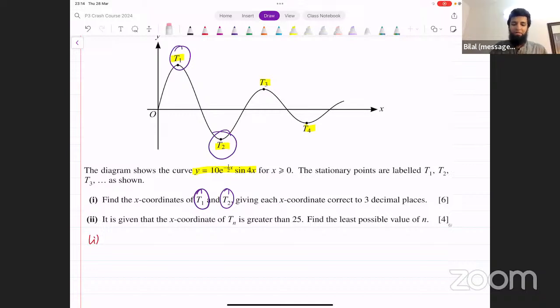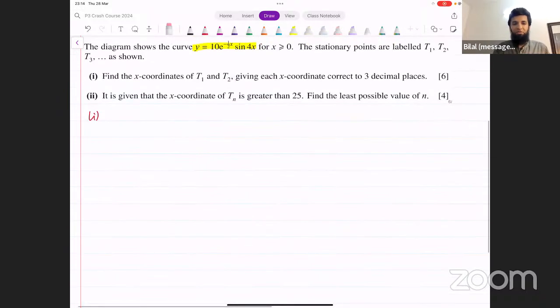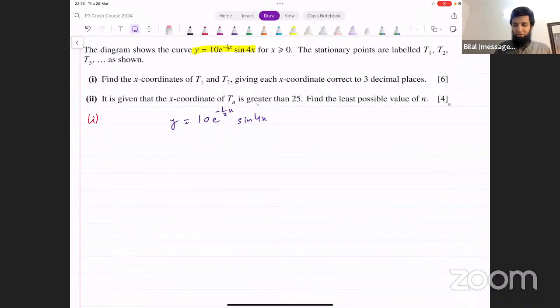So we have to find stationary points, right? How do you find stationary points of any function? You find the derivative and put that equal to 0, because the gradient is supposed to be 0 at the stationary points. Let's start with differentiation. So we have 10 e raised to the power minus half x into sine of 4x. This is the function that we've got.